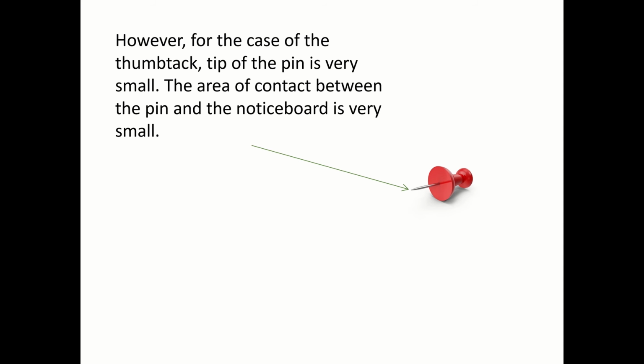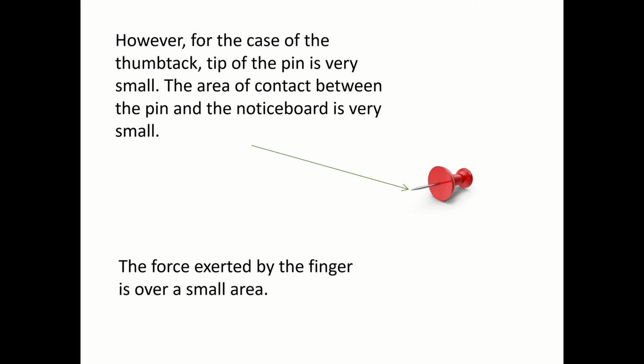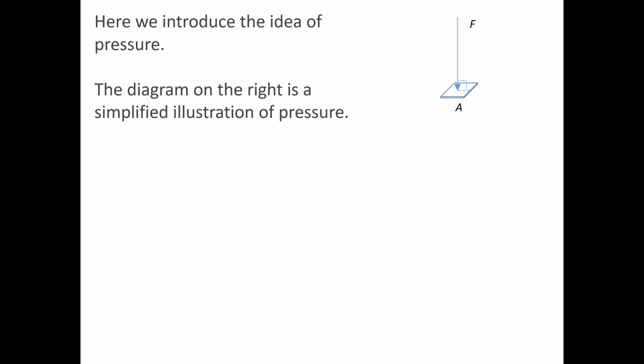However, in the case of a thumbtack, if you observe the tip of the thumbtack, notice the tip is very pointed, and technically the area is very small. When you push the thumbtack through the notice board, the area of contact between the pin and the notice board is very small. And hence, the force exerted by the finger is over a small area. So from here, we introduce the idea of pressure.